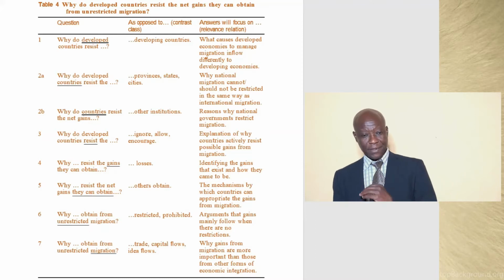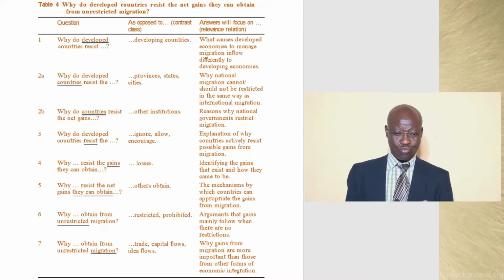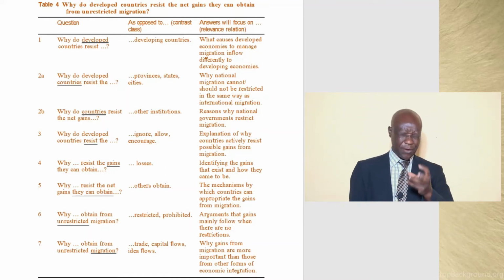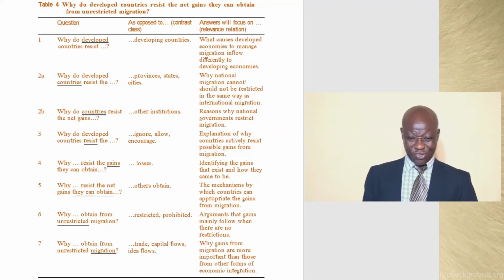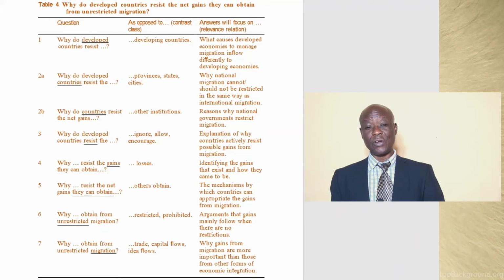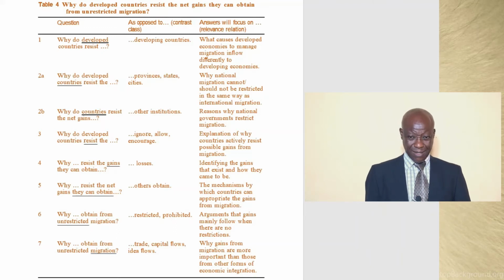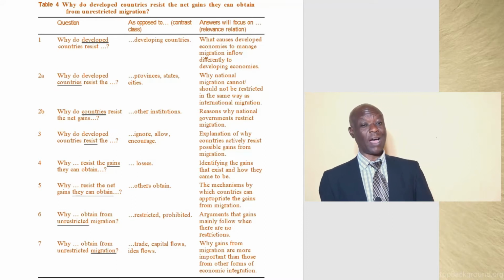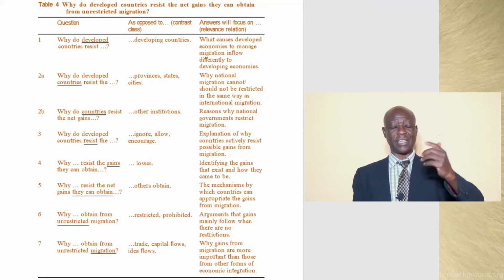And suppose that after this step, the question changes too, right? Let me give you an example. After refining it, supposing you come to this level and the question becomes, why do developed countries resist the gains they can obtain from unrestricted migration? I think you can see it is really different from the original question: why do countries manage migration in the way they do?